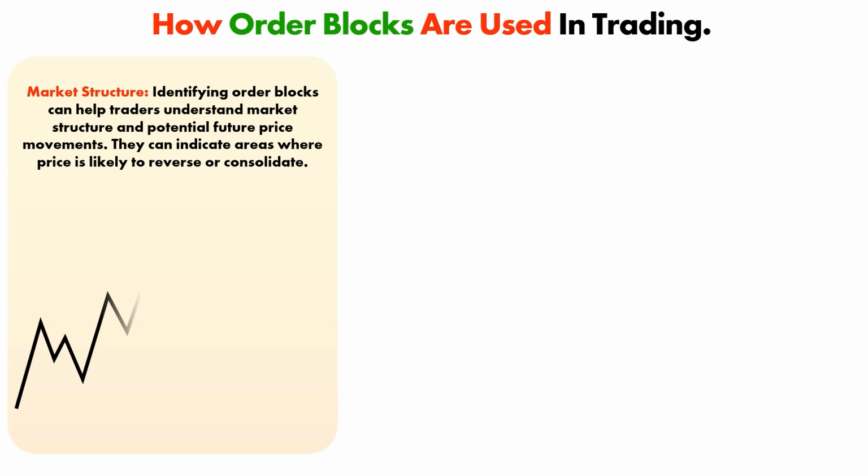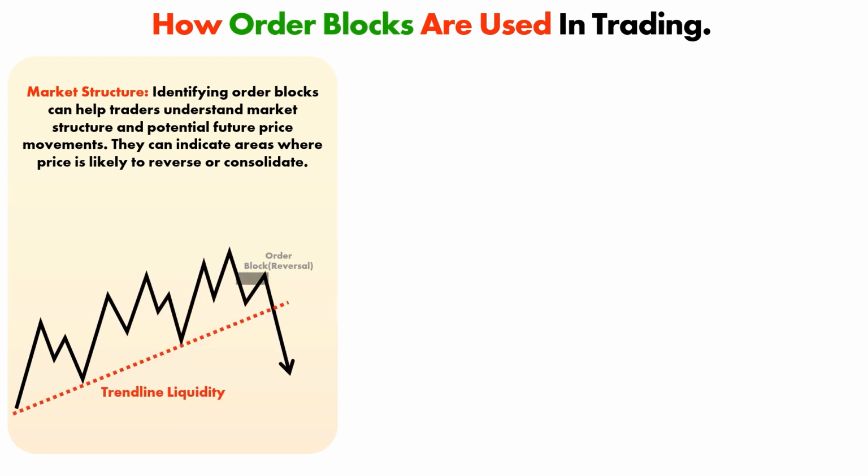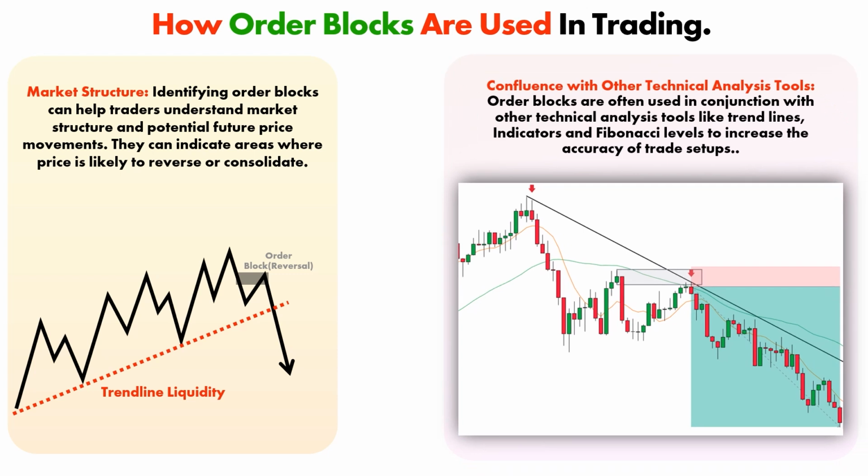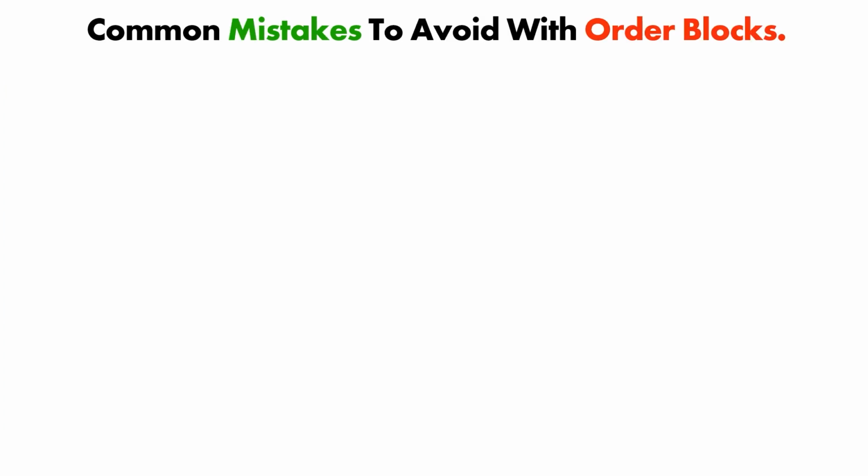Market structure. Identifying order blocks can help traders understand market structure and potential future price movements. They can indicate areas where price is likely to reverse or consolidate. Confluence with other technical analysis tools. Order blocks are often used in conjunction with other technical analysis tools like trend lines, indicators, and Fibonacci levels to increase the accuracy of trade setups.